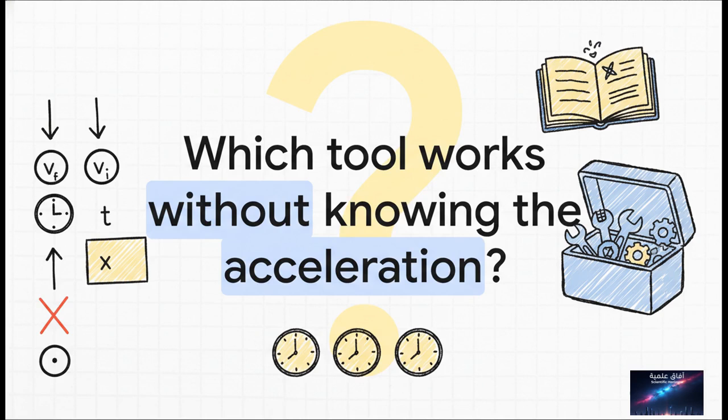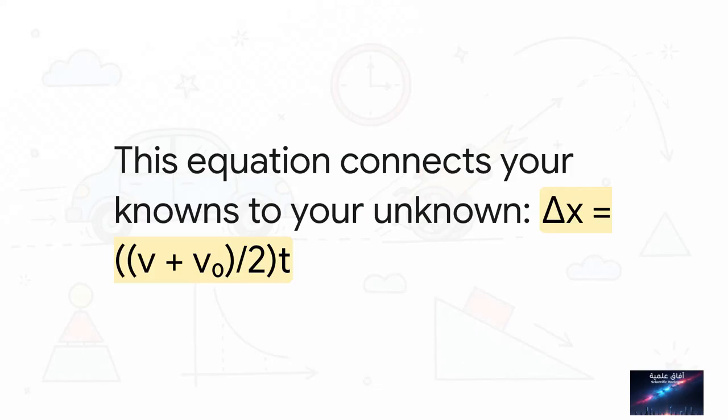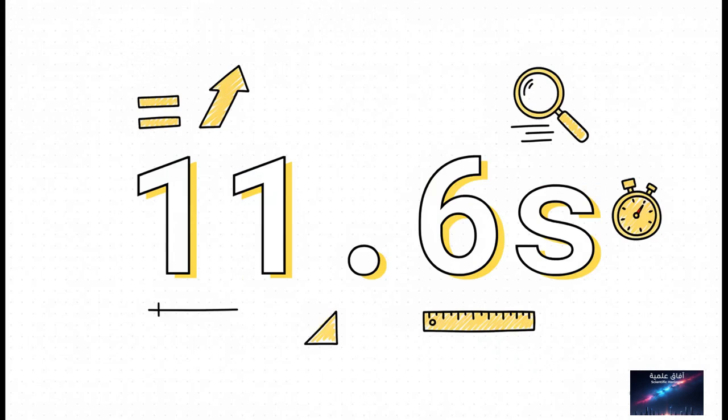That's right, we don't know anything about acceleration. So which tool from our kit works without it? This leads us straight to tool number 2. It is the absolute perfect fit for this job. It connects our 3 known clues, displacement, initial velocity, and final velocity, with our one unknown, time. We have everything we need to solve this. So we just plug in our numbers, do a quick bit of algebra to rearrange the equation, and we get our answer, 11.6 seconds. And just like that, by picking the right tool, the mystery is solved.